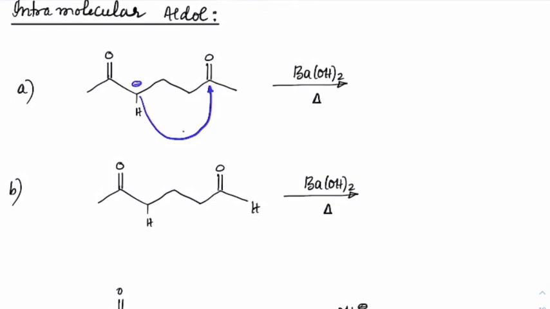So definitely this won't take place. So I'll just delete that. Next, if we see that this molecule here, if it is forming carbanion and if it attacks here, see it is 1, 2, 3, 4, 5, 6. Yes, this can definitely take place.